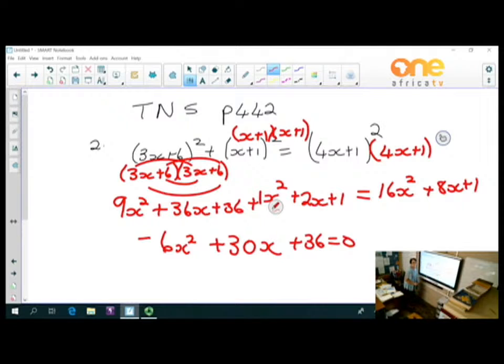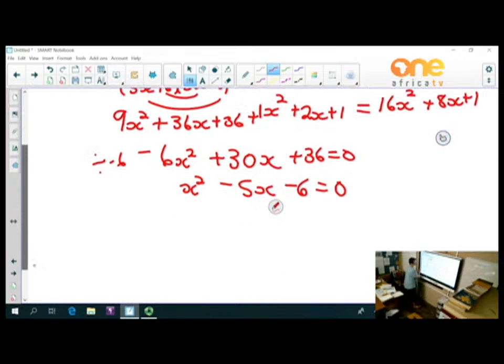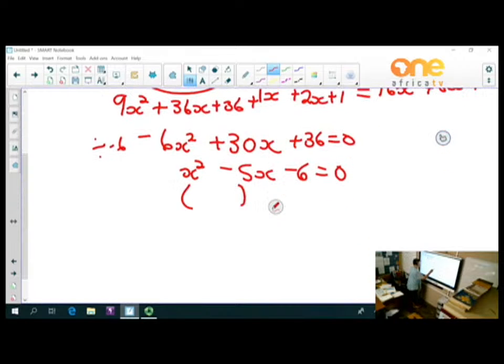Now it's always easier to get rid of this negative, and I can simplify this whole equation by dividing everything by negative 6. So then I have x² − 5x − 6, which is equal to 0. Now we're going to factorize this one. This is an easy trinomial. Remember, we did it last year.